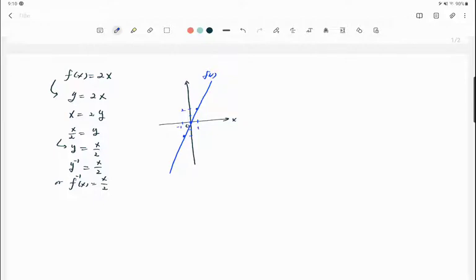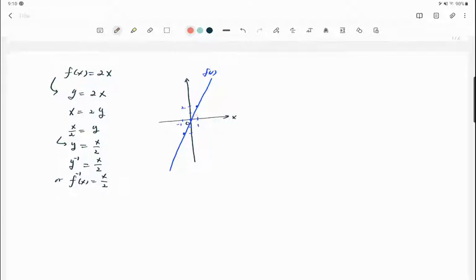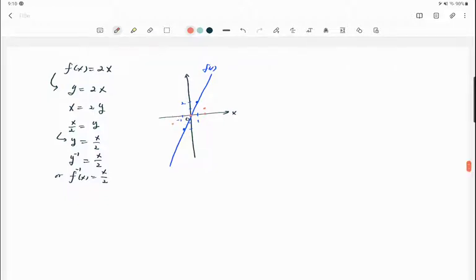And then g of x is x over 2. So for x over 2, when x equals 0, then y is 0. And when x equals 2, then y equals 1, right? And when x equals -2, then y equals -1. Can you see it? So the graph looks like this. So this is the graph g of x, which is x over 2, and f of x, that is 2x.